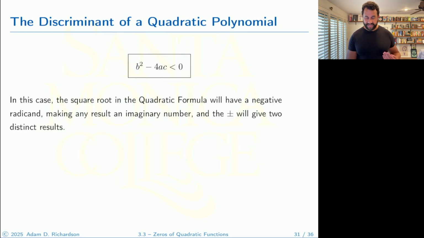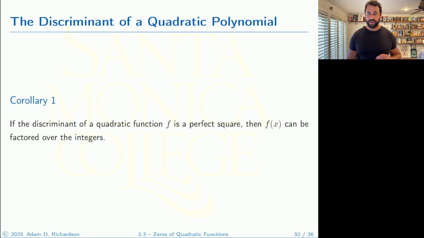Now, if it's negative, then that square root will not disappear, but you're going to be taking the square root of a negative number. And if you try to take the square root of a negative number, you're now dealing with imaginary numbers. So the plus minus still gives us two distinct results, and the fact that this thing is negative means they'll be imaginary. So those are the three cases, and that's why the discriminant is so helpful. Now, as a corollary to that proposition, there's this.